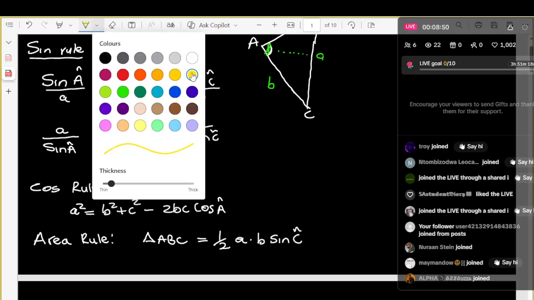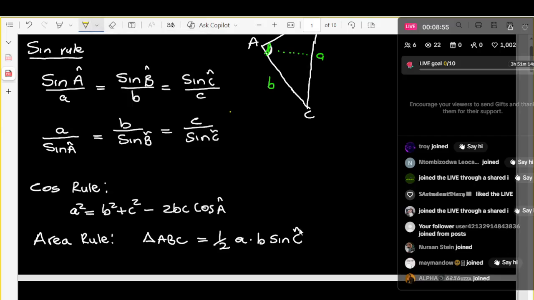It's very important that you understand the angle C. Look at this. You see this angle C. This angle C must be an included angle. Very important. It must be an included angle. This is very important. Please make sure that you don't forget that.